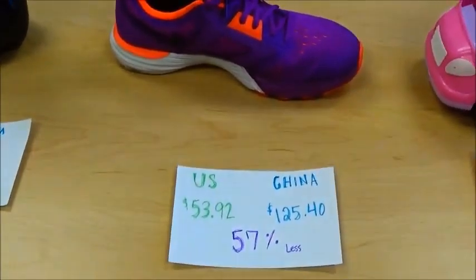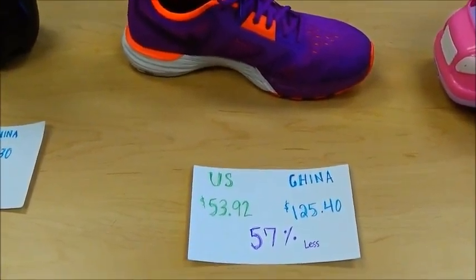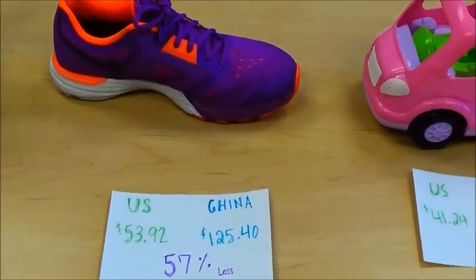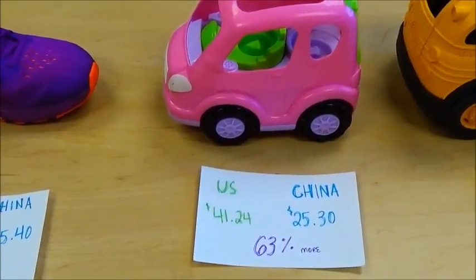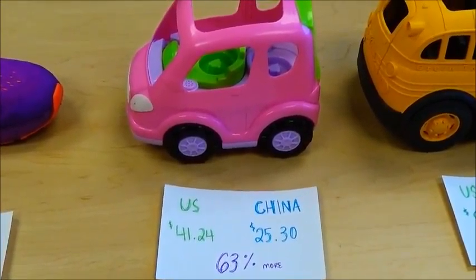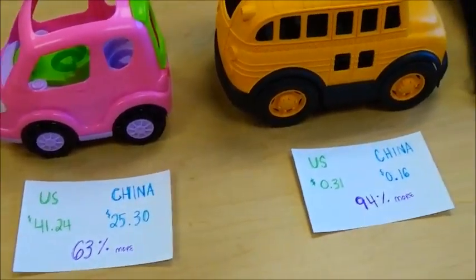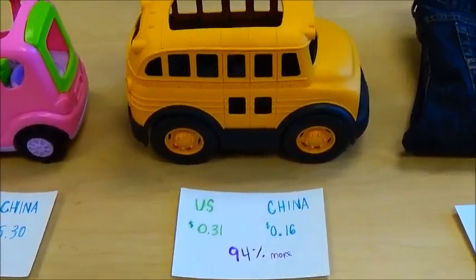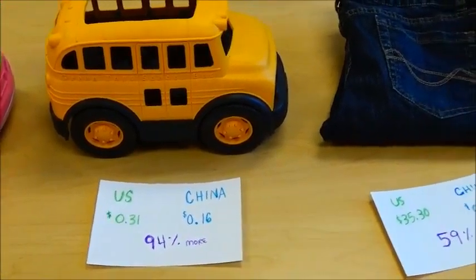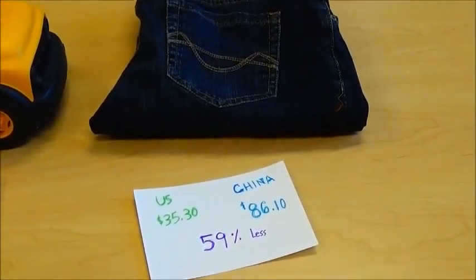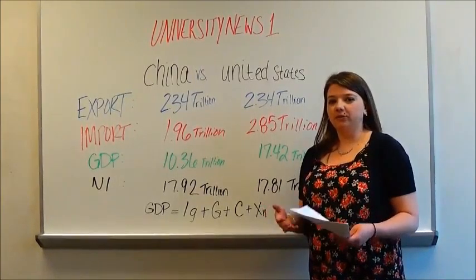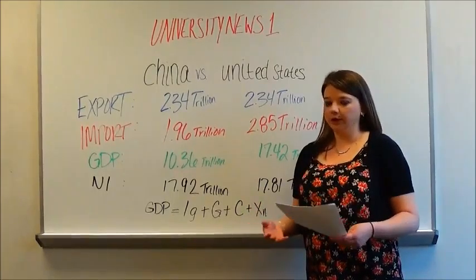Right here is an average athletic shoe, which we pay 57% less than China. And then here we have our car rental, which we pay 63% more than China, a daily car rental. And then here is bus fare, which we pay 94% more than China. And last, jeans, we pay 59% less than China. Thank you, Maya and Paige, for that wonderful illustration as far as common goods.